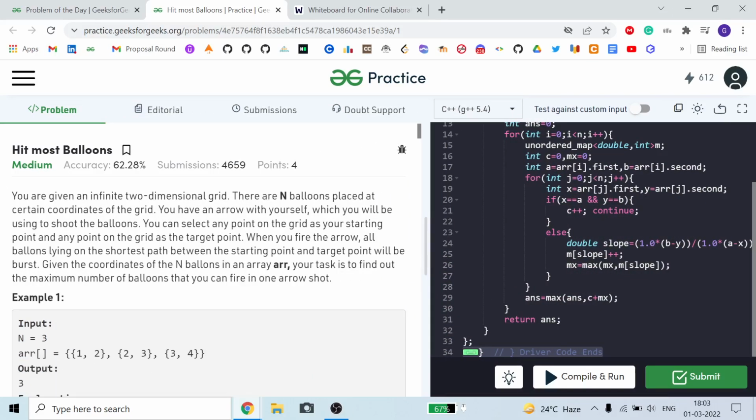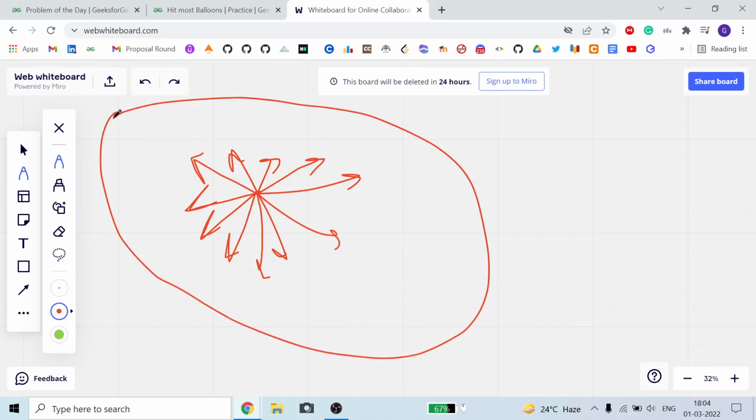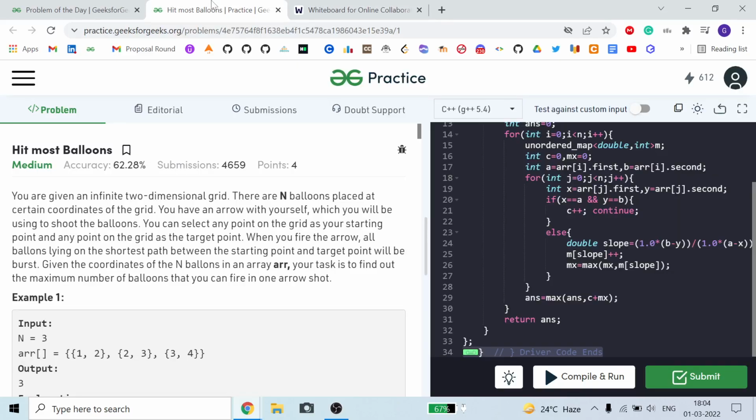Today we are going to discuss the Hit Most Balloons problem of the day of GFG. In this problem we are given an infinite two-dimensional grid, which does not have any limitation to its boundaries of x and y coordinate. It can be as maximum as possible and as minimum as possible, going up to int max or int min, long.